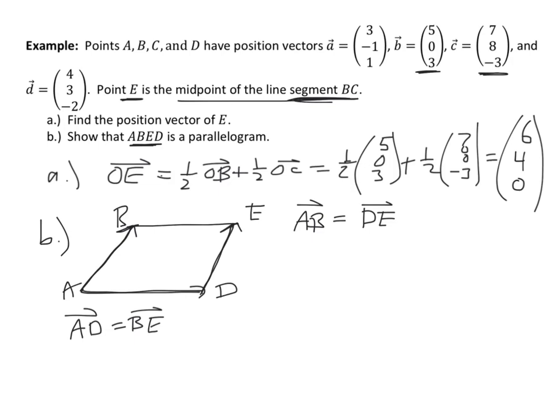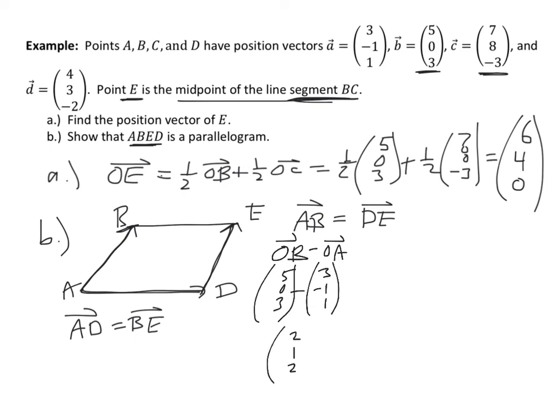So I would encourage you to pause the video, make sure that you can figure out and remember how to find these things. It should be a really simple application of something we did before, and then after that we'll be done. All right, so let's see here. If I want to find AB, I know that I need to do OB minus OA, right? So I need to do the B vector, 5, 0, 3, minus the A vector, which was 3, negative 1, 1. Okay? And so if I subtract these, I'm going to wind up with 2, 1, 2.